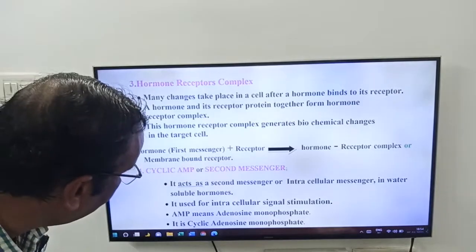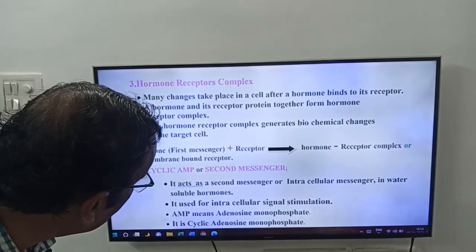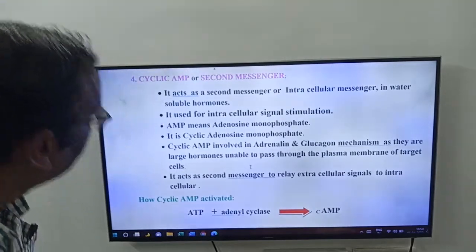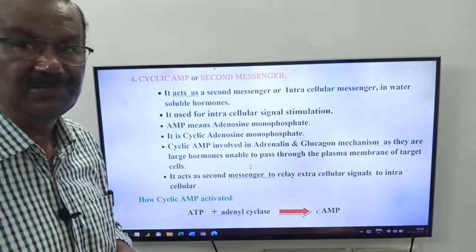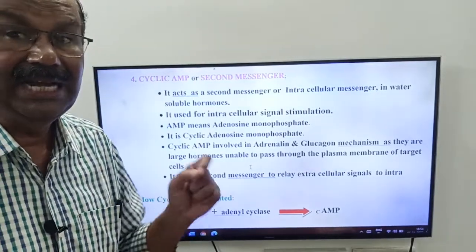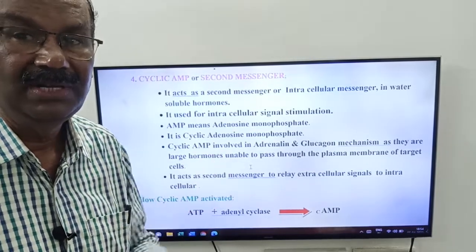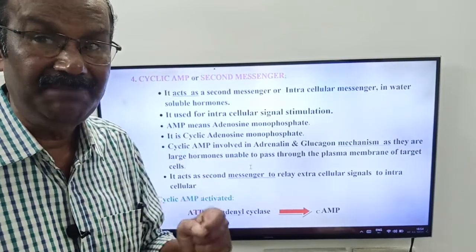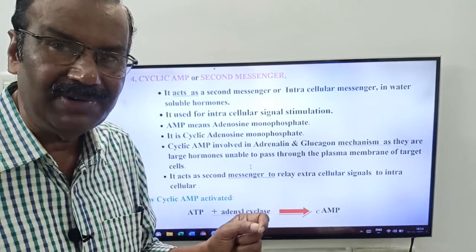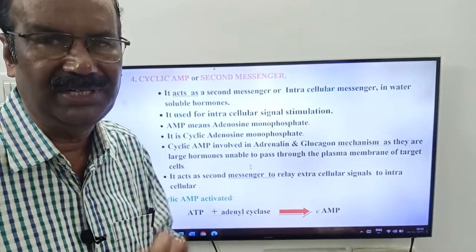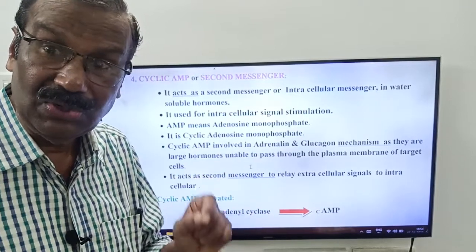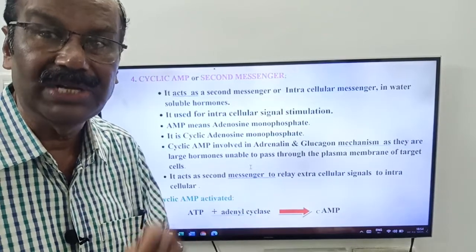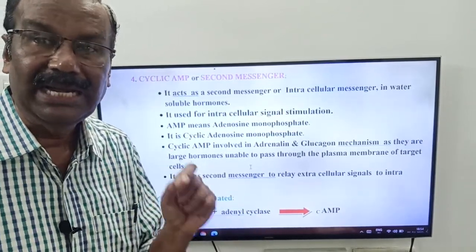Okay, friends. Now come to second messenger, friends. Second messenger, cyclic AMP. AMP, adenosine monophosphate. You know ATP, adenosine triphosphate, ADP, adenosine diphosphate, AMP, adenosine monophosphate. Here AMP means what, friends? It is a nucleotide with one phosphate. Nucleotide with two phosphates is diphosphate, and with three is ATP, adenosine triphosphate. Okay, friends. AMP is adenosine monophosphate.